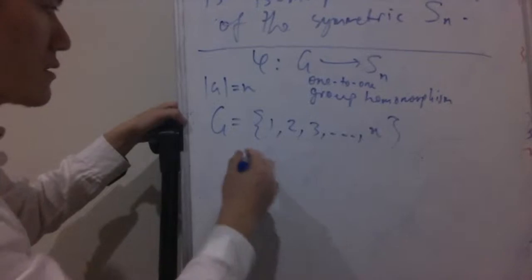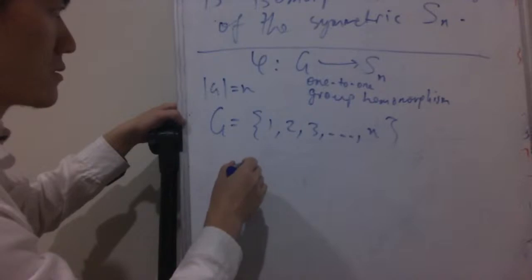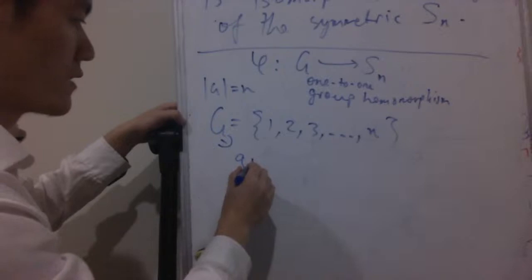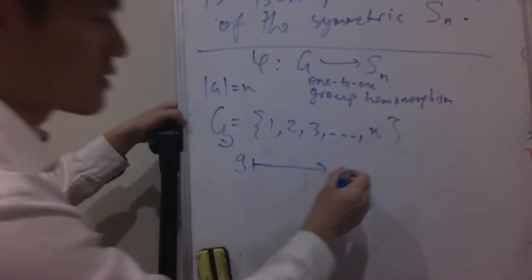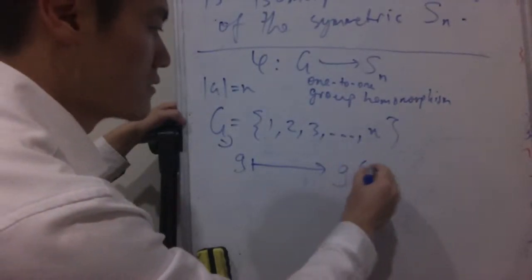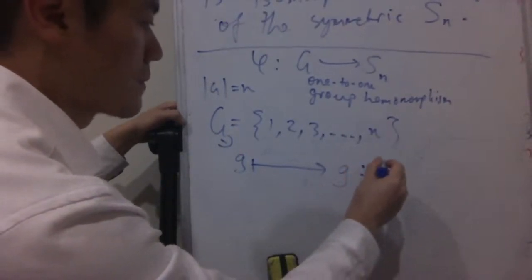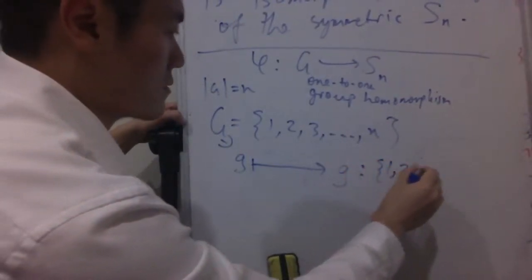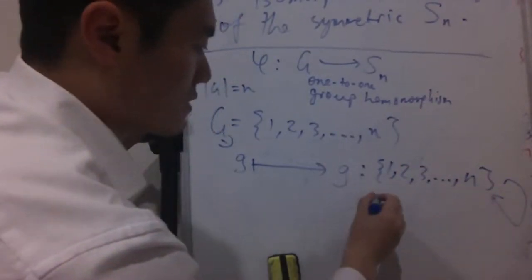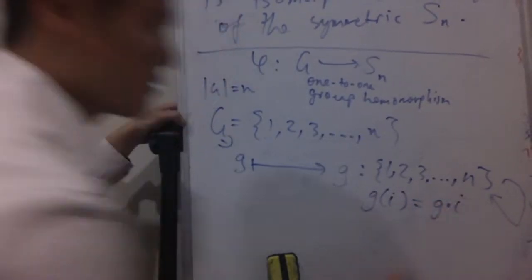You can define a homomorphism like this. You let g be an element of G. The way you define the homomorphism, you take g to the function g, and the function does this: it's a function from {1, 2, 3, ..., n} to itself, and what the function does is it takes i to g times i.